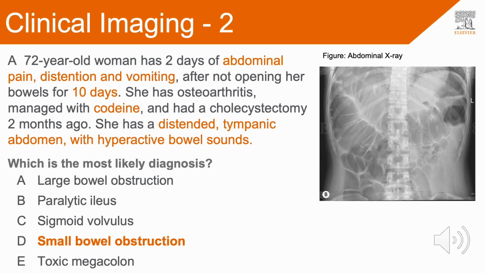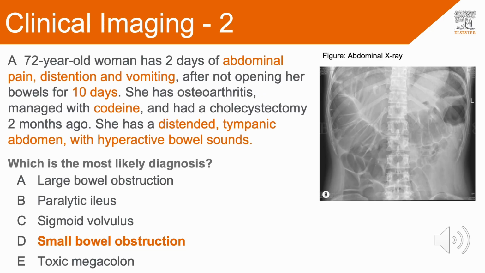So going back to our clinical scenario, we can see the features in this stem consistent with diagnosis of bowel obstruction include abdominal pain, distension, and vomiting after a prolonged period of obstipation. Osteoarthritis managed with opioid analgesics is a risk factor for constipation and subsequent bowel obstruction, and a cholecystectomy 2 months ago suggests there may be intra-abdominal adhesions. The presence of a distended tympanic abdomen with hyperactive bowel sounds is in keeping with a diagnosis of bowel obstruction.